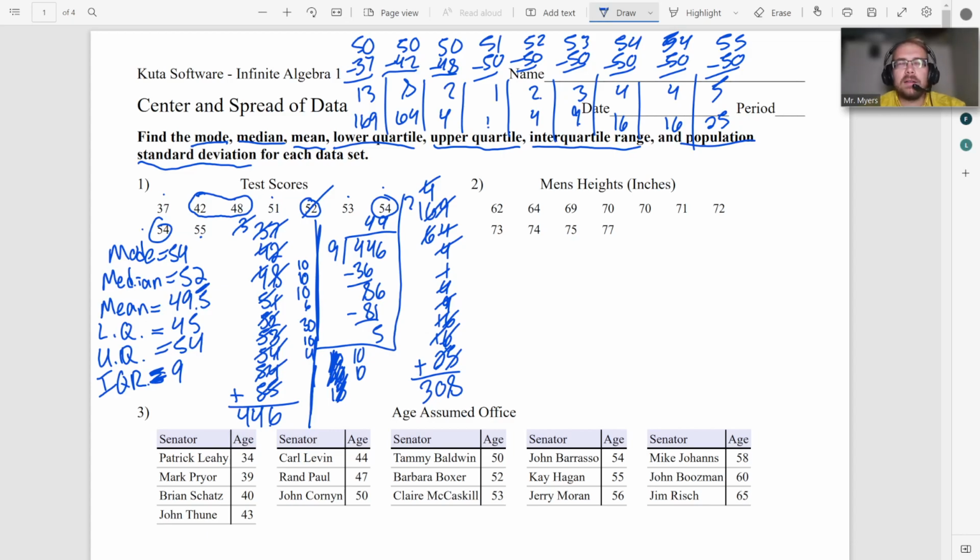It's the sum of the difference of the squares, or however you say that. Okay, so now we've got that number. And what do we do with that number? Because we're not done yet. You actually divide it by n minus 1.